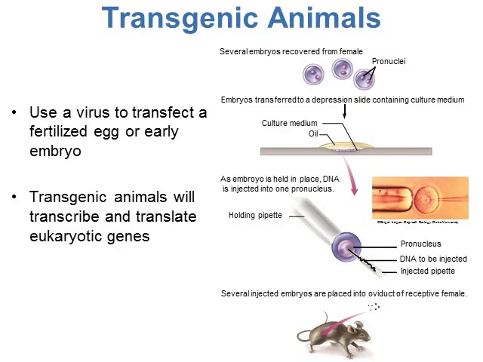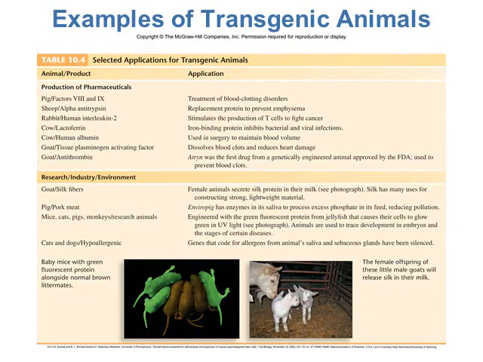Transgenic animals, usually we use a virus to infect a fertilized egg or early embryo to get our gene of interest into that organism. Transgenic animals can transcribe and translate eukaryotic genes. So we can take our gene of interest, put it into a virus, then infect that organism with the virus, allow that organism to grow and develop, and then we have transgenic animals that can be produced. And there's a table in your book looking at different transgenic animals.